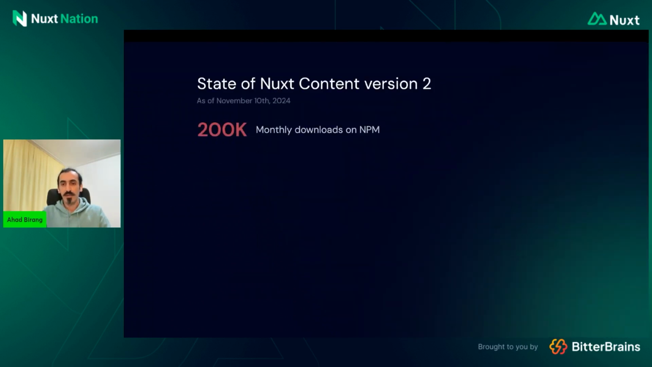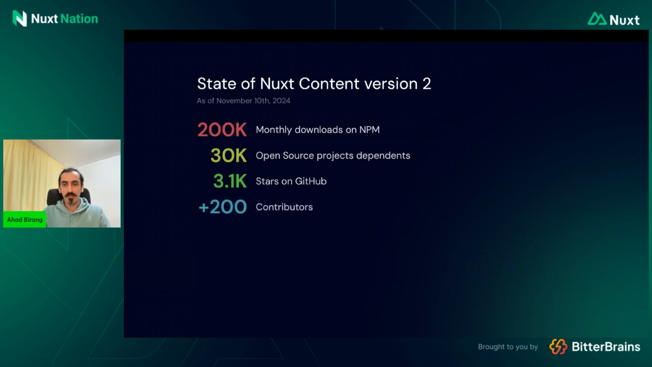Currently, Nuxt contents have around 200K monthly downloads on the NPM. According to the GitHub, 30K projects depends on the Nuxt content. Almost 3.1K stars on the GitHub, and more than 200 contributors helps us to achieve what we have right now.